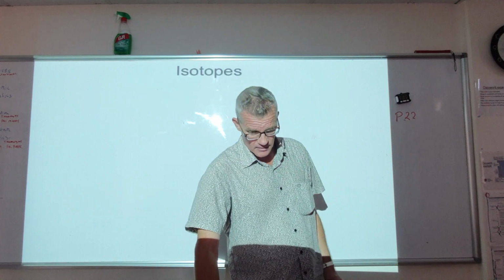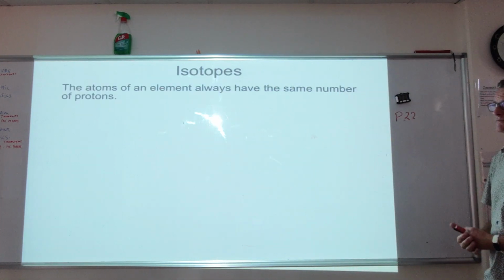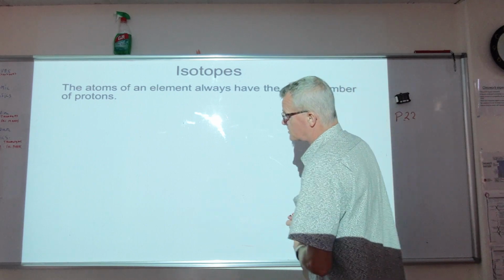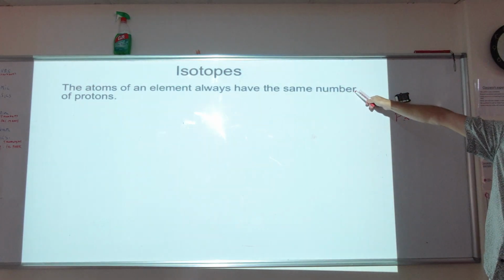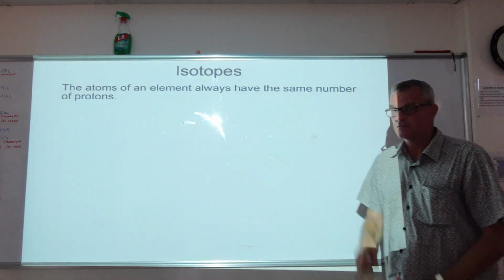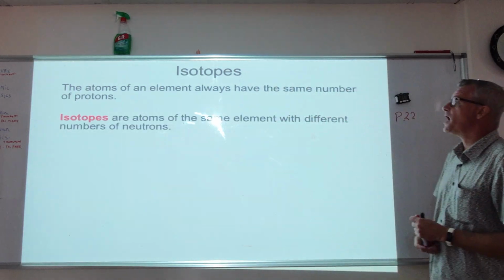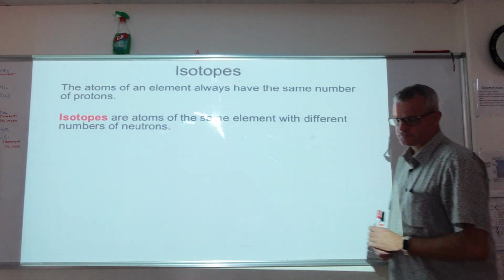Now we are going to talk about isotopes. I mentioned it a little bit. Isotopes are actually atoms of an element. They always have the same amount of protons. However, they have different amounts of neutrons. Okay?